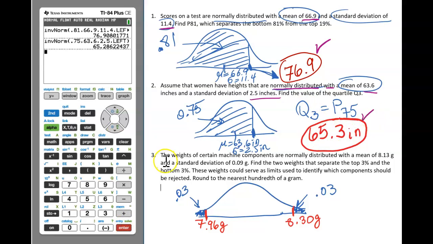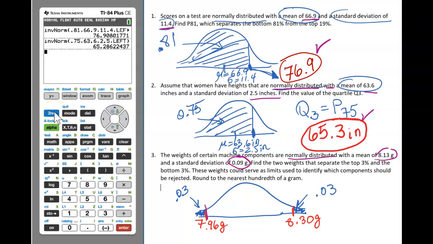Now let's look at number 3. In the third problem, we're given the weights of certain machine components that are normally distributed, with a mean of 8.13 grams and standard deviation 0.09 grams. We need to find the two weights that separate the top 3% and the bottom 3%. The bottom 3% means that we're looking for the weight that separates the 3% on the left, or 0.03.